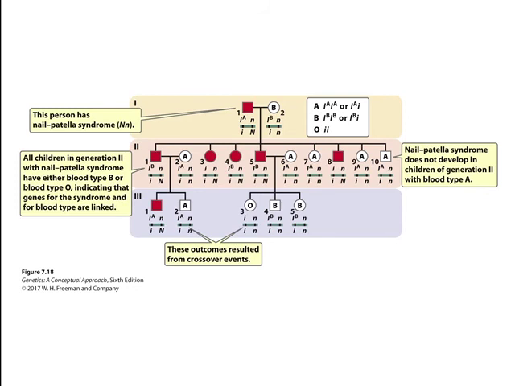Okay, up top. Right. In generation 2, we can see that the genes for Nail-Patella syndrome and the blood types don't appear to assort independently. All children in generation 2 with Nail-Patella have either blood type B or O, and all those with blood type A have normal nails and kneecaps. If the genes encoding Nail-Patella syndrome and ABO blood type assorted independently, we'd expect that some of the children in generation 2 would have blood type A and Nail-Patella, inheriting both the I^A and N alleles from their father.